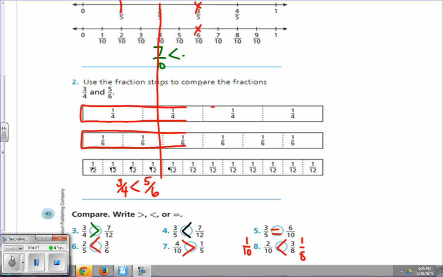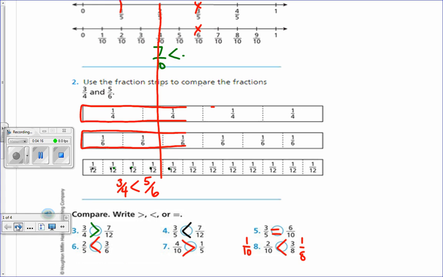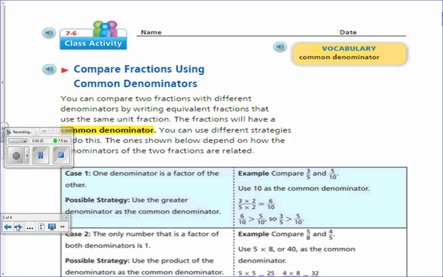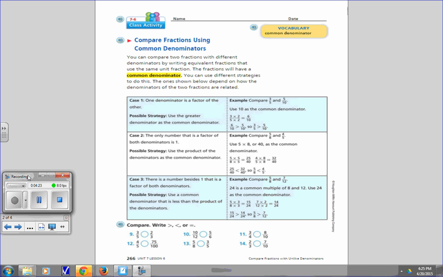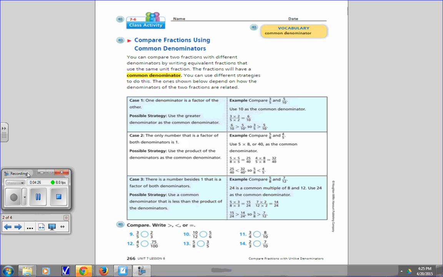Now, we can't always use these models. This is just one way for my visual friends to start seeing the possibilities in comparing fractions. We're going to start comparing denominators. And you can compare two fractions with different denominators in a few different ways. You want to write equivalent fractions that use the same unit fraction. So you want to find equivalent fractions that have a common denominator. Common meaning the same. You can use different strategies to do this. The ones shown below depend on how the denominators of the two fractions are related.